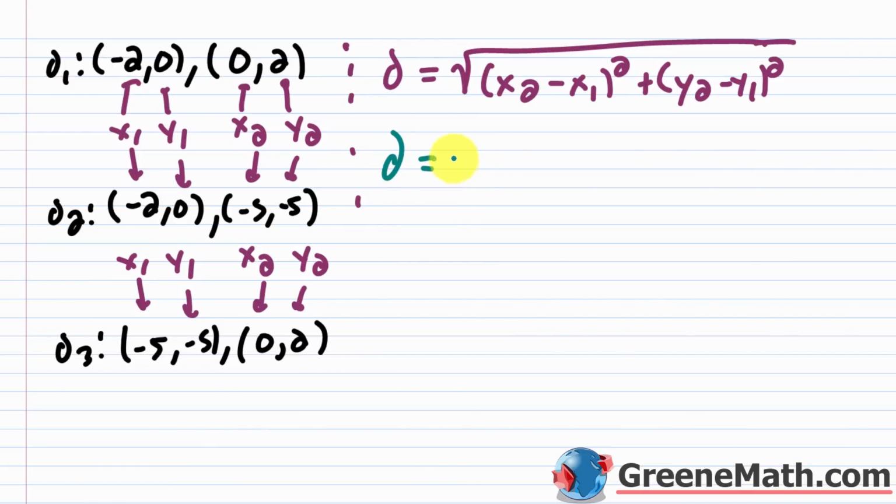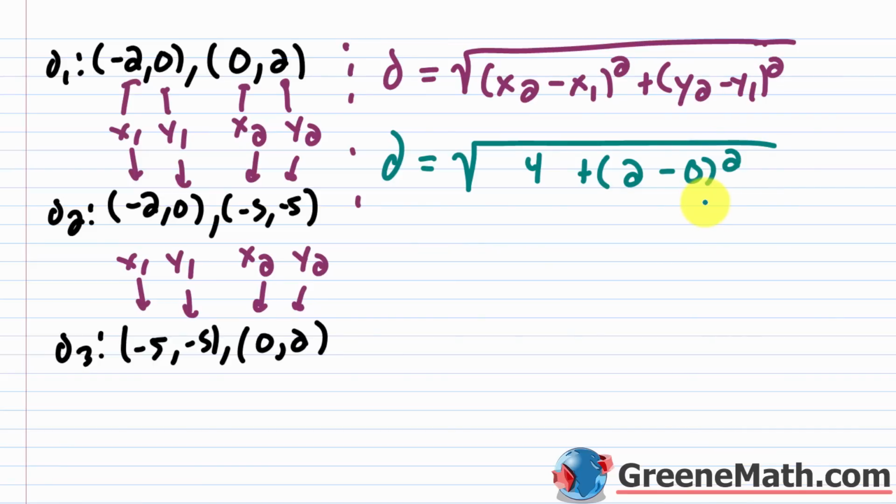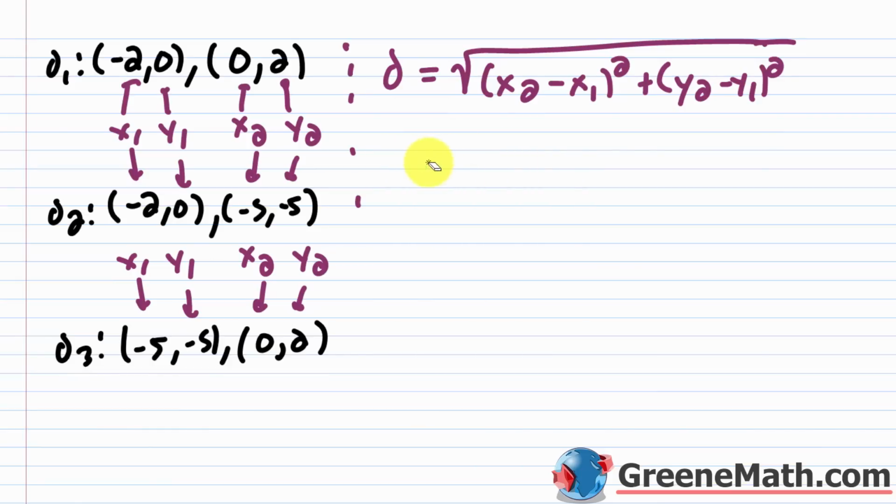So for the first distance, it's equal to the square root of. So you want your x sub 2, which is 0, minus your x sub 1, which is -2. So minus a -2 is plus 2, quantity squared. So 2 squared would be 4. So then plus for y sub 2, you have 2. And then minus for y sub 1, you have 0. And this is quantity squared. So 2 minus 0 is 2. So this would be 2 squared or 4. So 4 plus 4 is 8. But I would actually write this as 2 times 4, because 4 is a perfect square. Square root of 4 is 2. So this is 2 times the square root of 2.